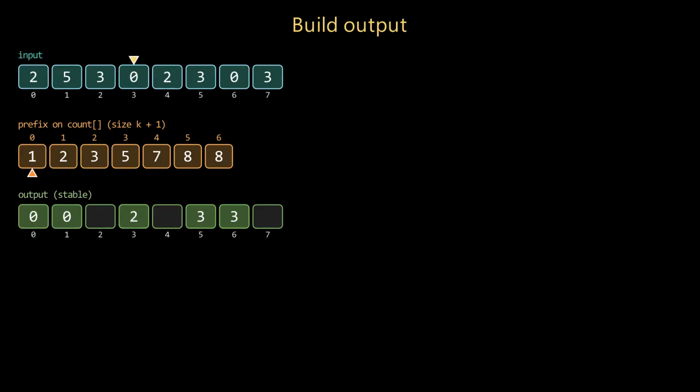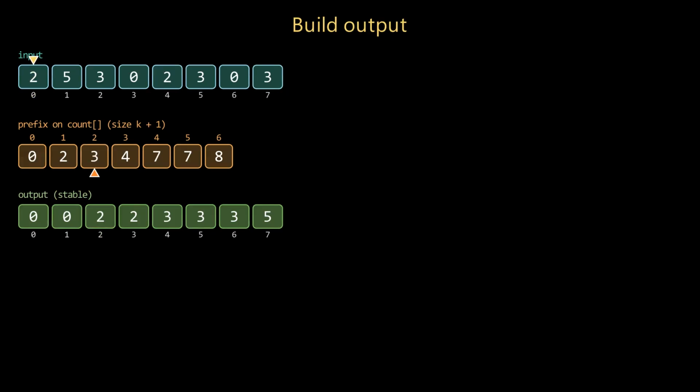Input index 3 is 0. Bucket 0 reads 1, write 0 at output index 0. Decrement bucket 0 from 1 to 0. Input index 2 is 3. Bucket 3 reads 5, write 3 at output index 4. Decrement bucket 3 from 5 to 4. Input index 1 is 5. Bucket 5 reads 8, write 5 at output index 7. Decrement bucket 5 from 8 to 7.